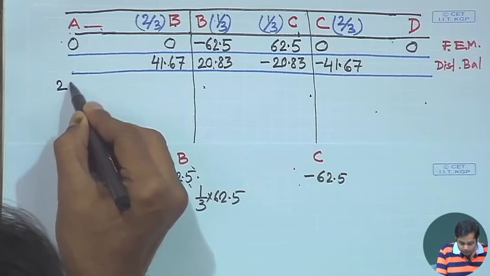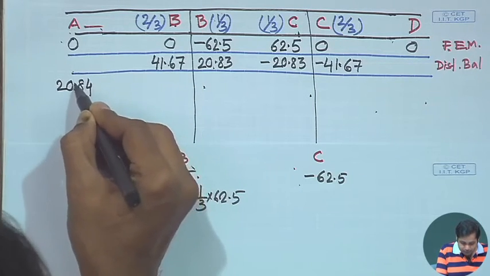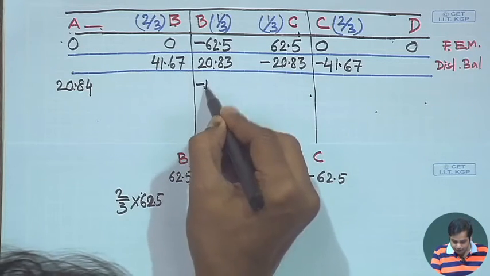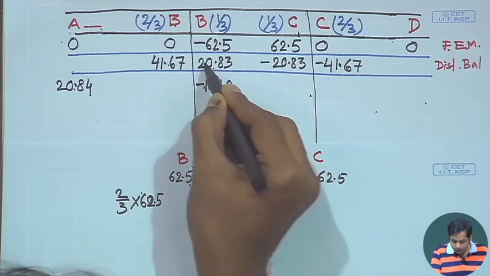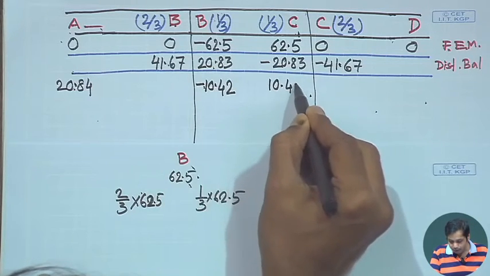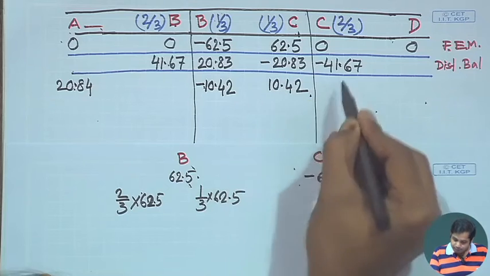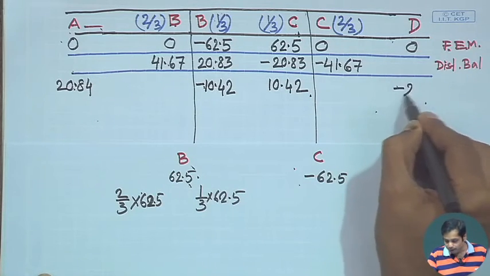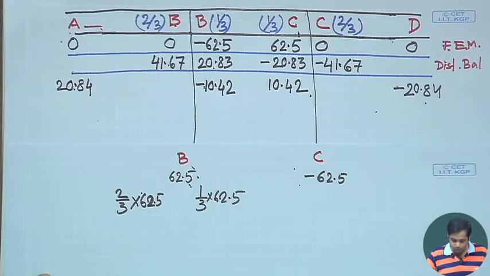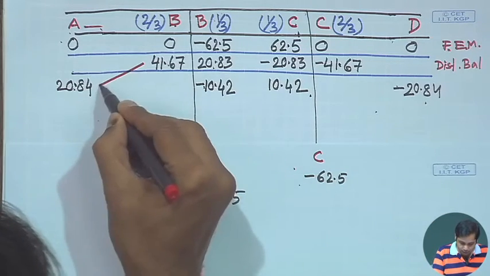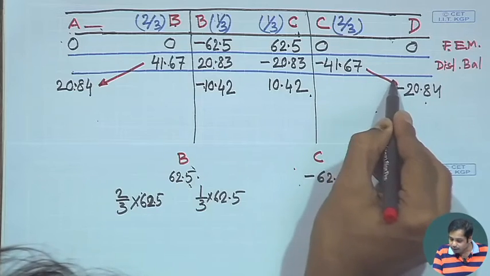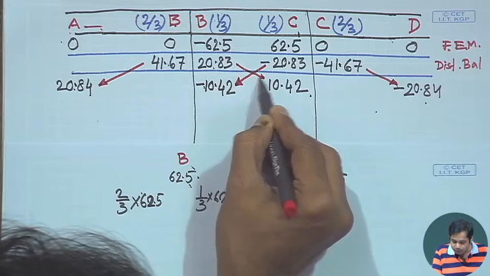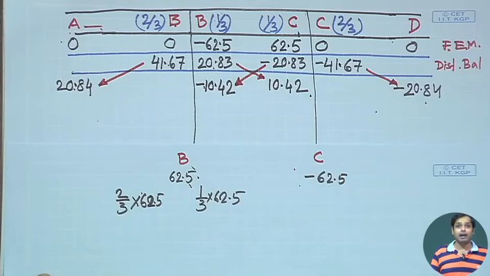It will be 20.84. This is half of this, and the carryover factor from this will be minus 10.42, and from this it is 10.42, and again from this it will be minus 20.84. So these are all carryover moments. This arrow is used to show that these are carryover moments.